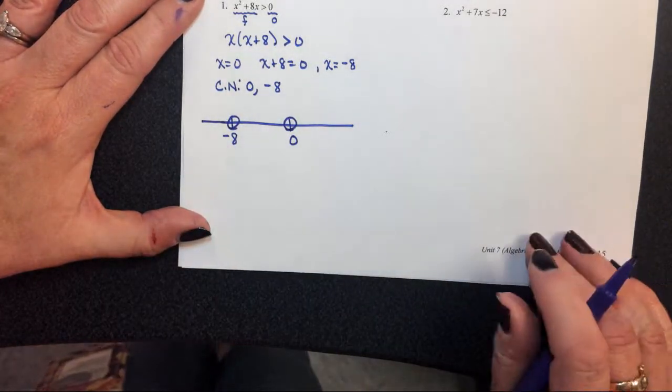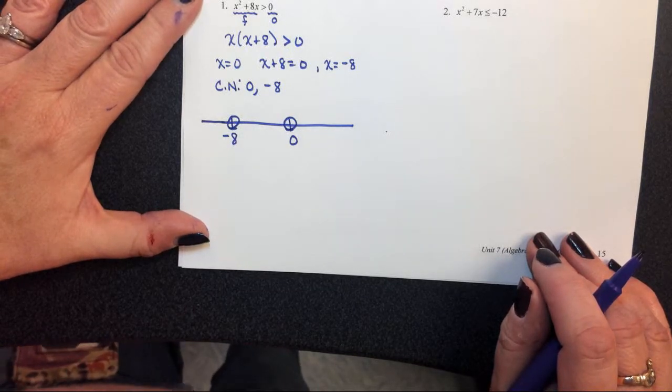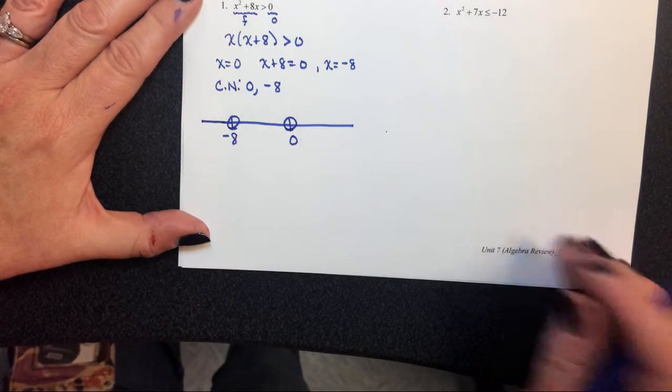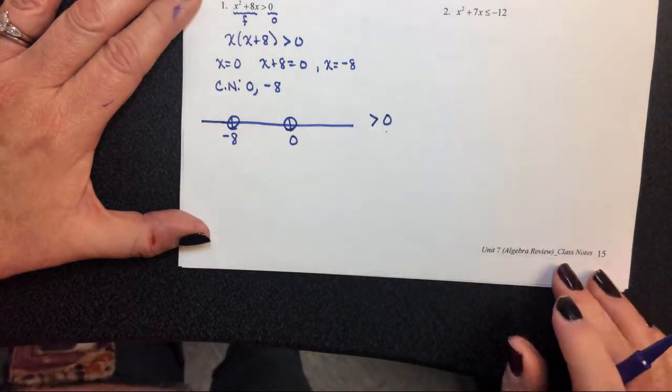So both circles you determine by looking at the original? Yeah. Okay, so any questions on how to set up the number line? Now, what does it mean, ladies and gentlemen, to be greater than 0?